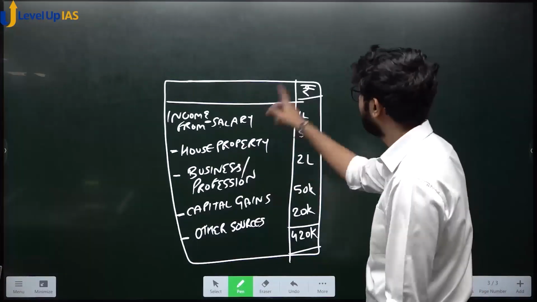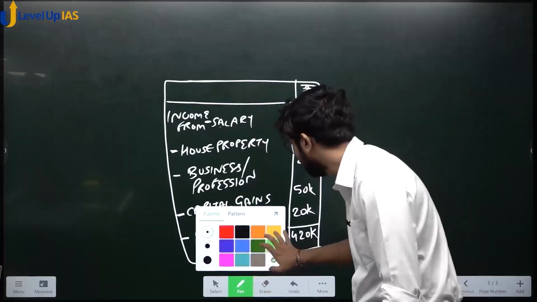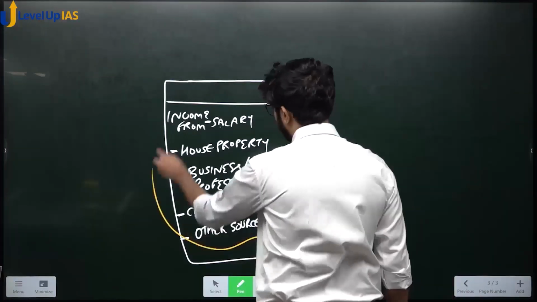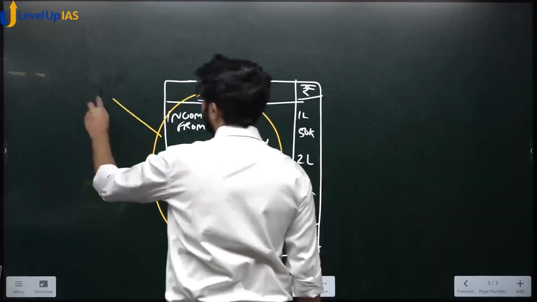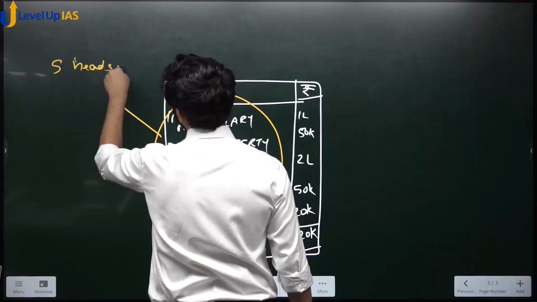Okay. Income from salary, income from house property, income from business or profession. These, so the Income Tax Department, or Income Tax law, calls these the 5 heads of income. These are called 5 heads. Headings, basically. 5 heads of income.